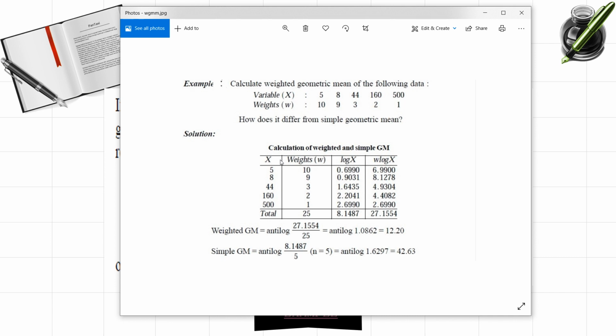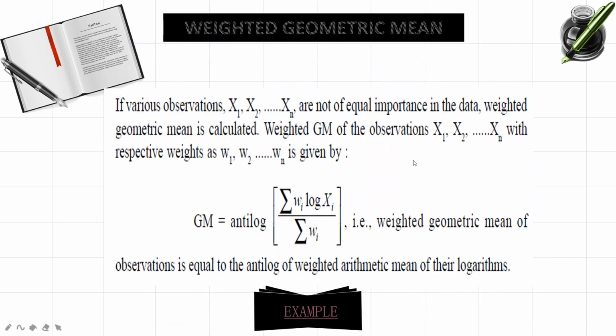Just substitute in the formula and try to find out the anti-logarithm. Here you can observe one thing, the difference between the simple geometric mean and the weighted geometric mean. Simple geometric mean is 12.20 and weighted geometric mean is 12.20 and simple geometric mean is 42.63. You can observe that here. I hope you all understood now how to calculate the weighted geometric mean for the given data.